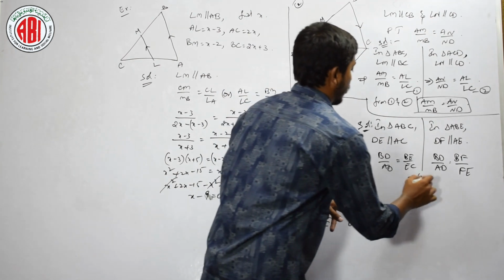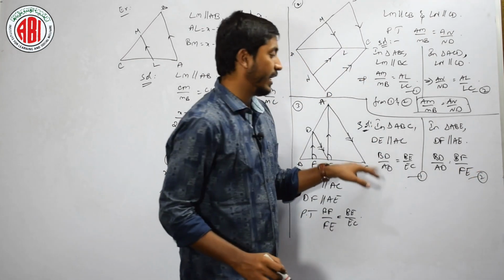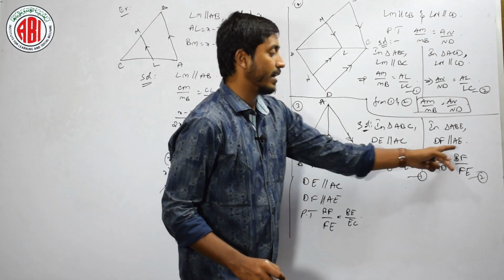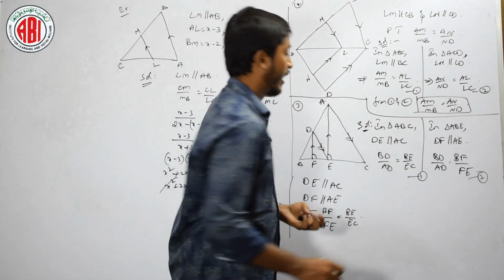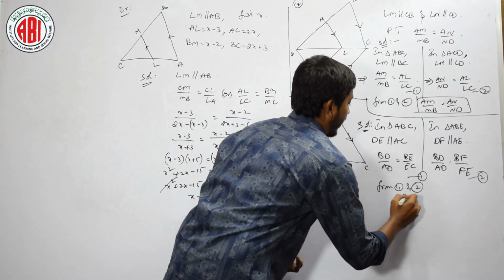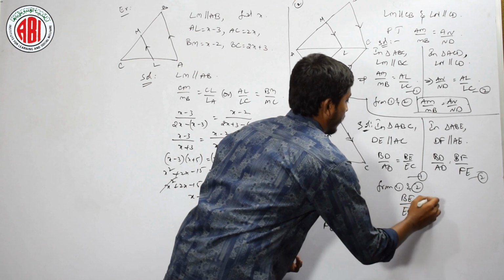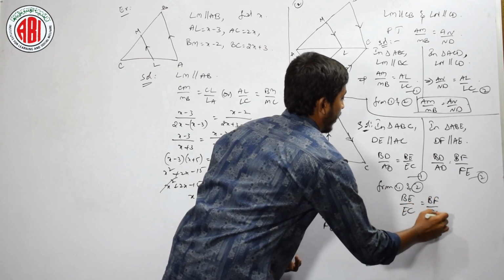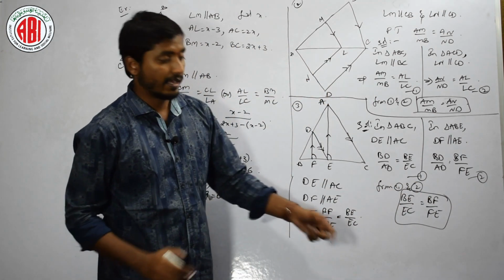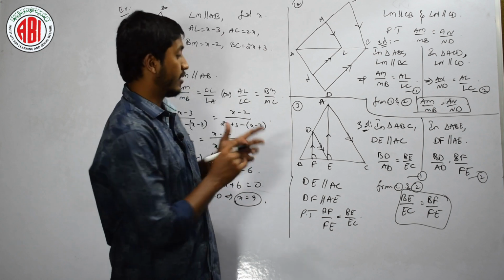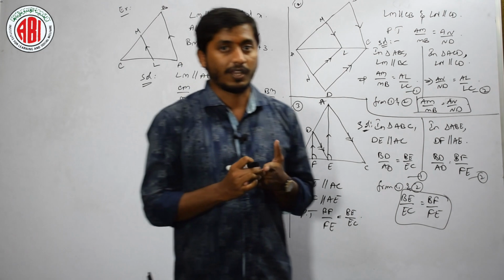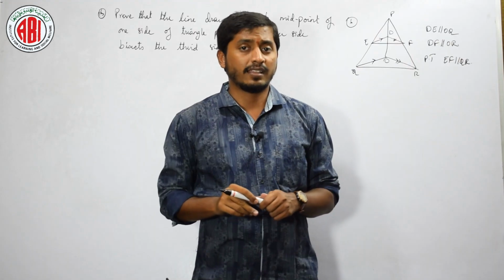If it is 1 and 2, if you observe here, BD by AD is common, therefore the left out is BE by EC is equal to BF by FE. Therefore, from 1 and 2, I can write it as BE by EC is equal to BF by FE. That is what he asked us to find, right? Is it clear? Hope you understood this kind of problems, right? Let us move on to the next problem in the exercise.